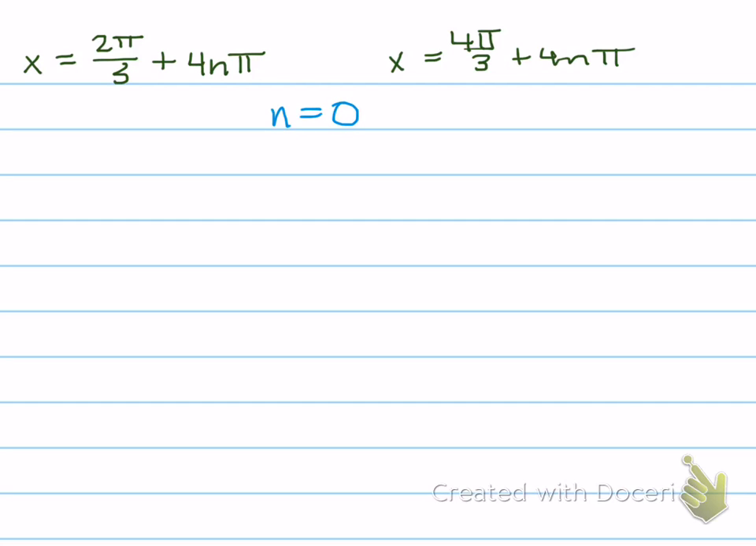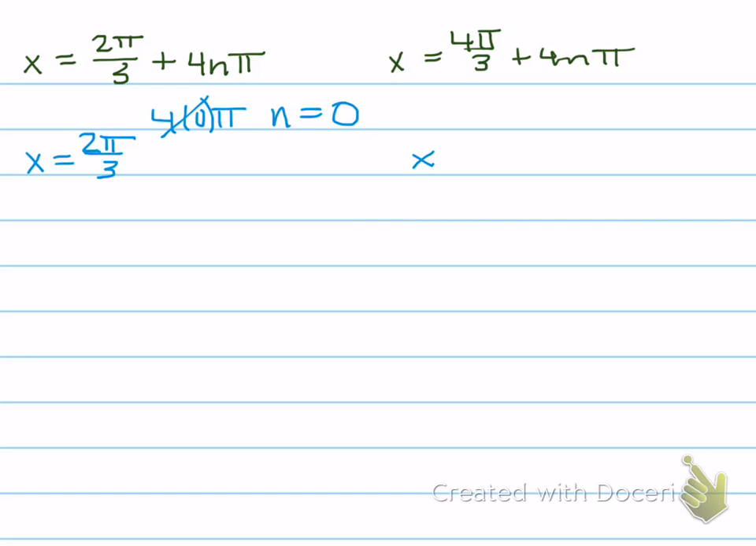So if I have x equals 2 pi over 3 plus 4n pi, and I had this x equals 4 pi over 3 plus 4n pi. So the first scenario we are going to check is n equals 0. And we're going to check it for both scenarios. So if n equals 0, now I plug a 0 in for this n right here. So this 4 times 0 times pi, that whole thing's going to cancel out and become 0. So I would just get the answer of 2 pi over 3.